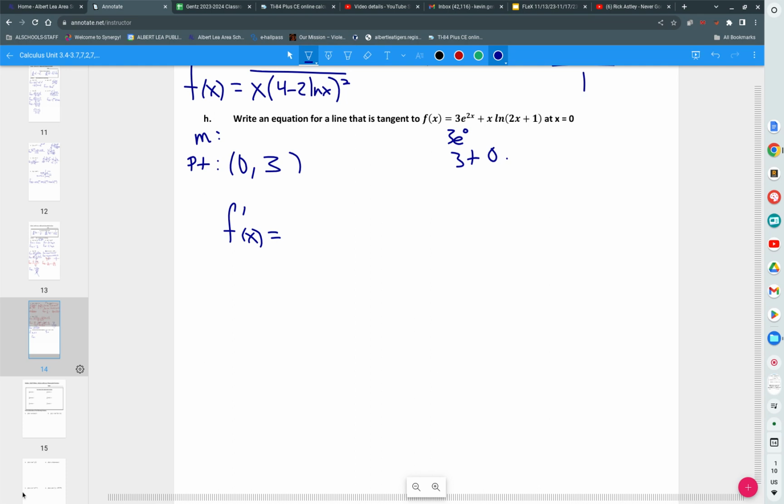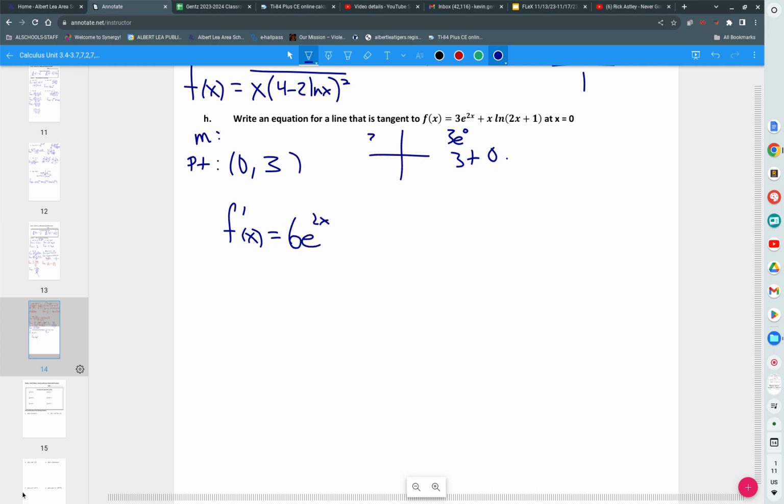Anybody from yesterday, the derivative of e to the 2x? 6e to the x, or 6e to the 2x. It is 6e to the 2x. I'm going to write it down, and then I will write it out in case you were curious.